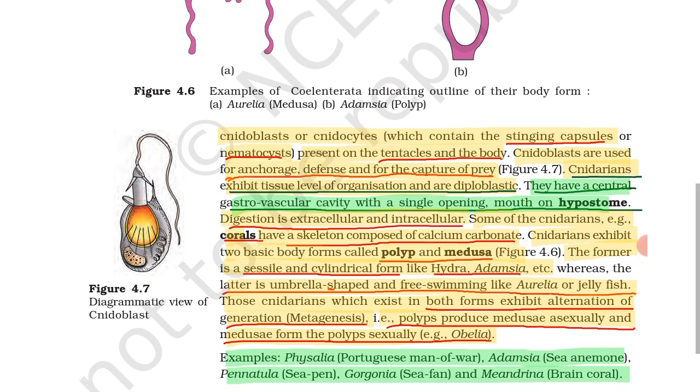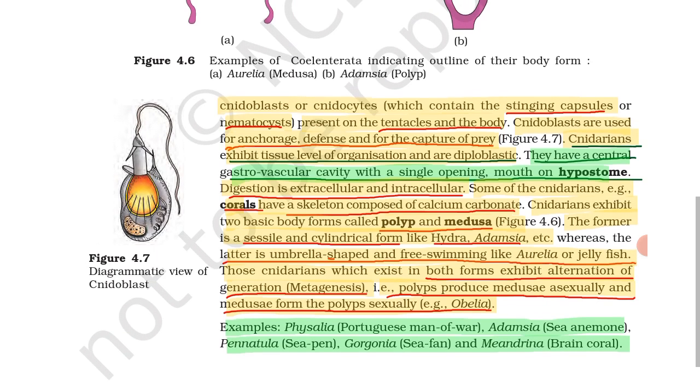Figure 4.7, they are given the diagram. So see the diagrammatic view of cnidoblast. They are having one outer flagella, and see the body of cnidoblast. Cnidoblast is used for offense, defense and capture of prey.